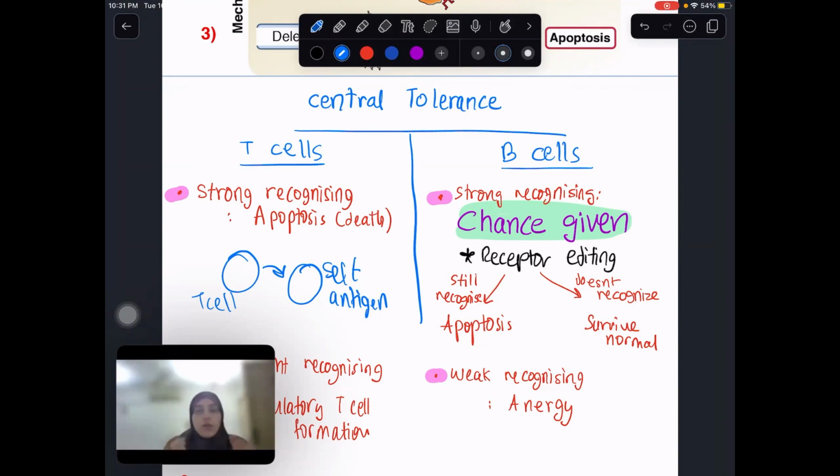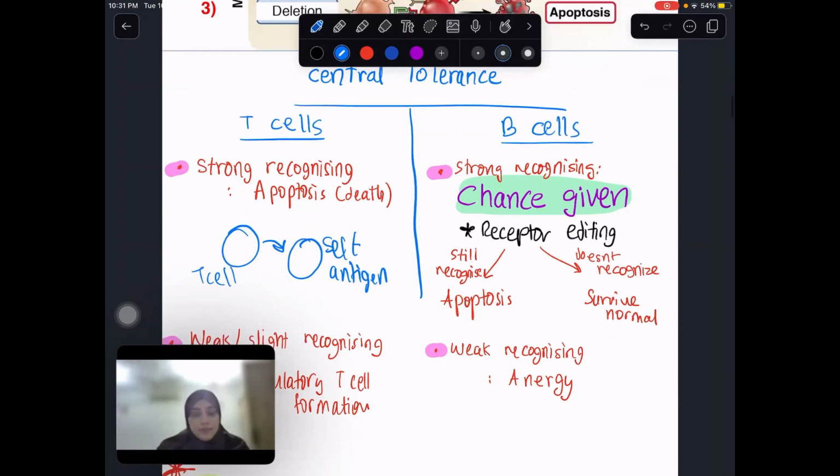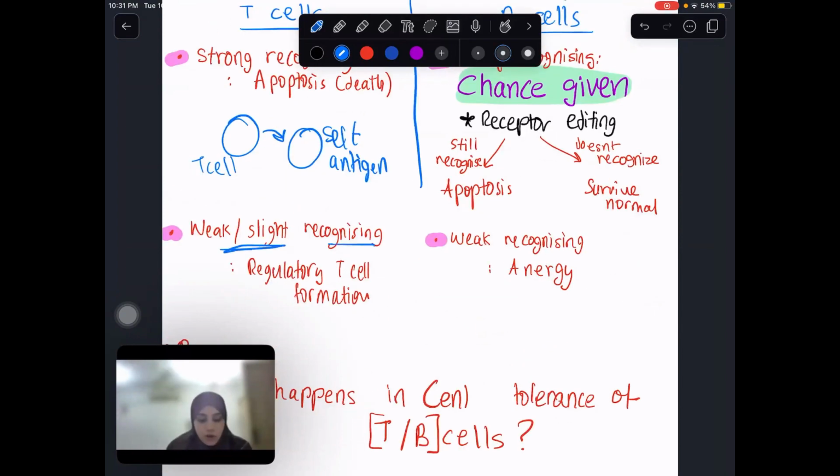I don't want it to recognize it because it can cause autoimmune disease. So if it strongly recognizes, right away I'm killing this T cell. I'm getting rid of it, apoptosis, okay? If it is a weak or slight recognition, or basically the T cell will recognize the self-antigen just a little bit, just slightly, development of regulatory T cells happens.